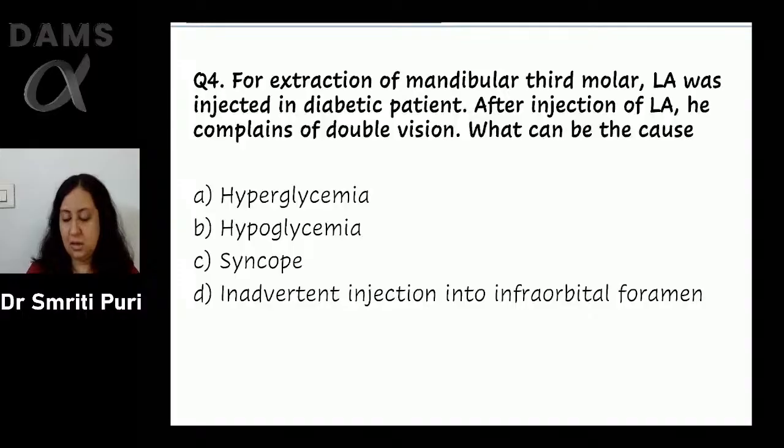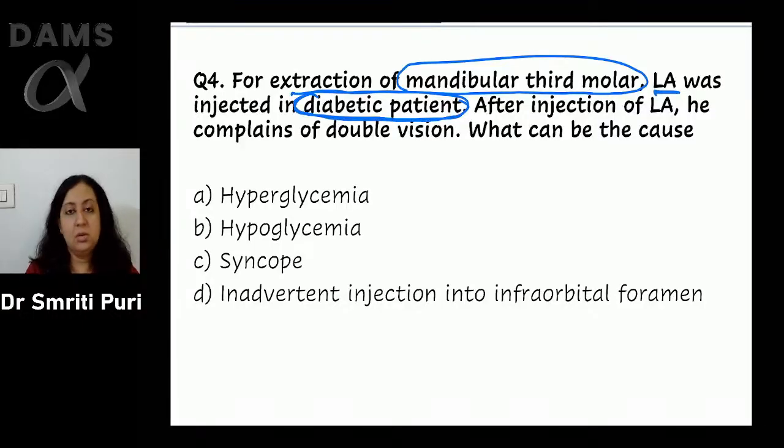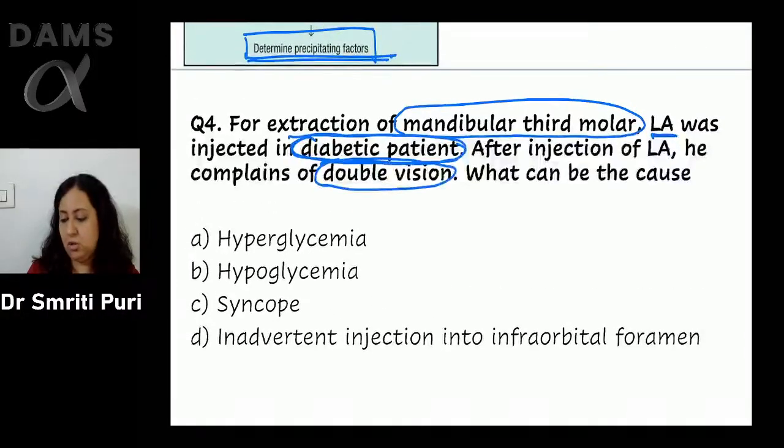Okay, let's look at this question. Extraction of mandibular third molar. LA was injected in a diabetic patient. After LA, he complains of double vision. What would be the cause? Now, when you are extracting a mandibular third molar, you will give an inferior alveolar nerve block.